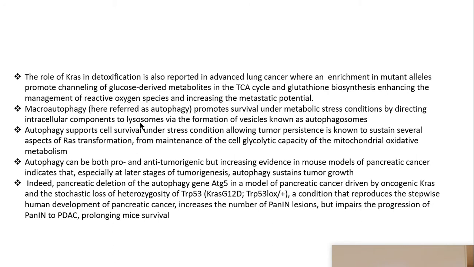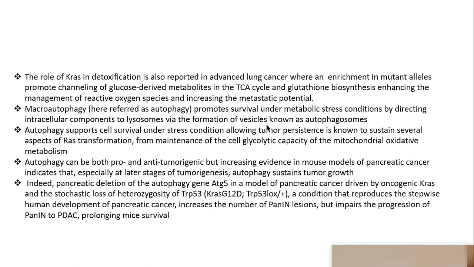So the role of KRAS in detoxification is also reported in advanced lung cancer, where an enrichment in mutant alleles of that gene promote channeling of glucose-derived metabolites into the TCA and for glutathione biosynthesis. Glutathione is really important when controlling tumorigenesis because it can remove reactive oxygen, right? So that enhances the management of those ROS and increases the metastatic potential.